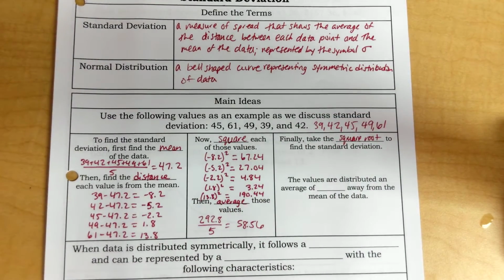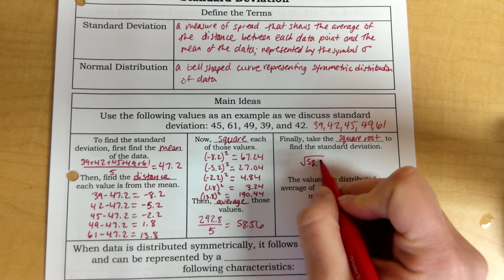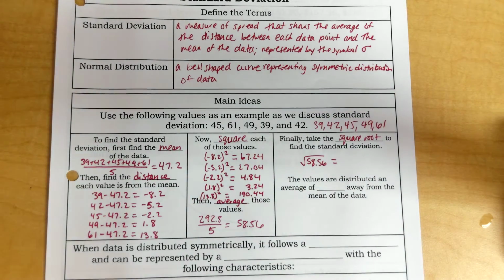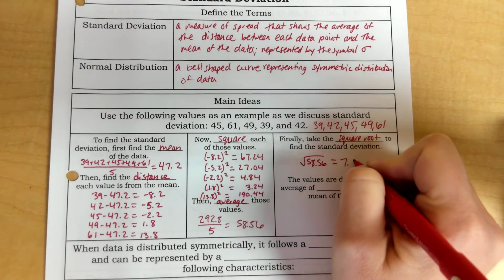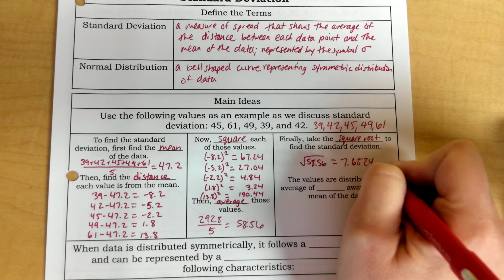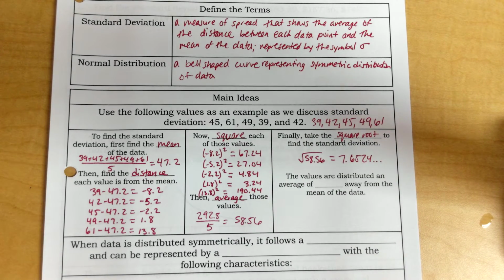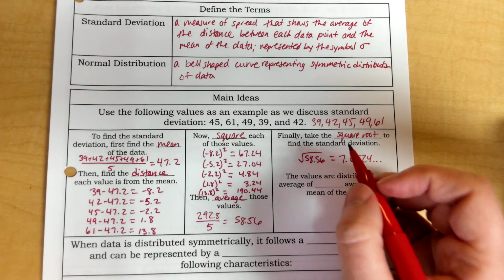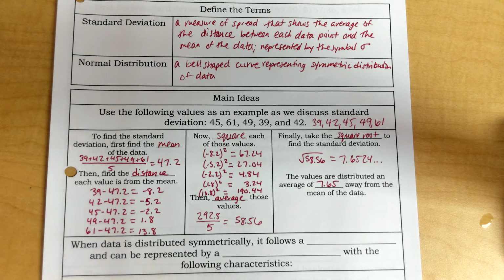So the final and last step is to take the square root of that number to find the standard deviation. So I'm going to take the square root of 58.56, and I get 7.6524 and so on. And so what that tells me is that the values are distributed an average of 7.65 points away from the mean of the data.